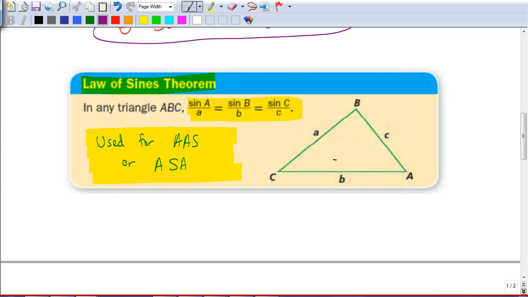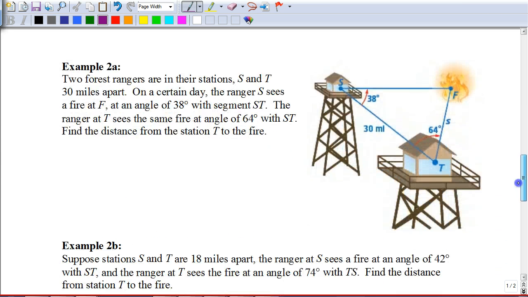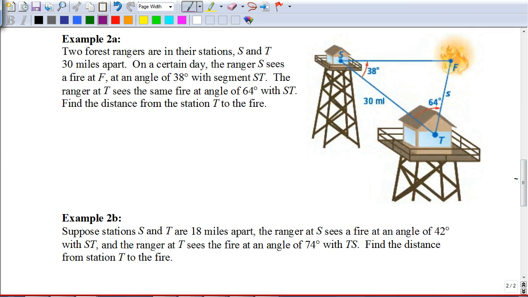And also, again, it's going to be a proportion here, where it's always the sine of an angle over the side across from it, is proportional to the sine of another angle over the side across from it. So write that down in your notes. You might have to pause the video so you can get all that down, but let's look at this example. Here it says 2 forest rangers are in their stations S and T, 30 miles apart from each other. On a certain day, the ranger at S sees a fire at F, at an angle of 38 degrees.